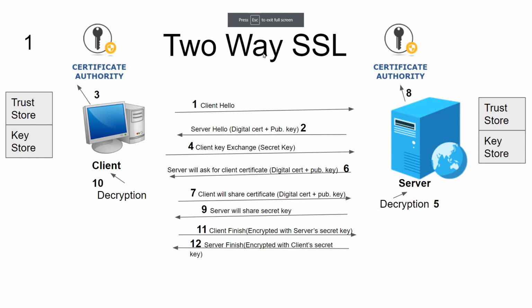So what does two-way SSL mean? It means that the server and client will authenticate each other. In one-way SSL, only the client will be authenticating the server, right? But in two-way SSL, client and server will authenticate each other. That is the difference. So we discussed trust store and key store. Now, in two-way SSL, how will the communication start?